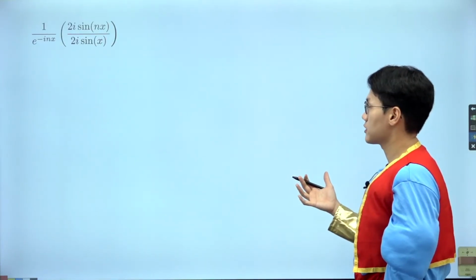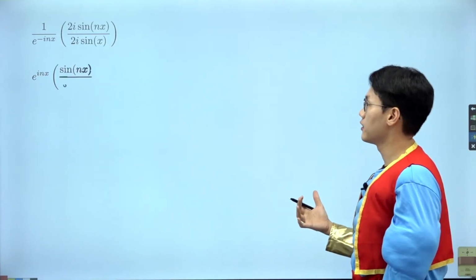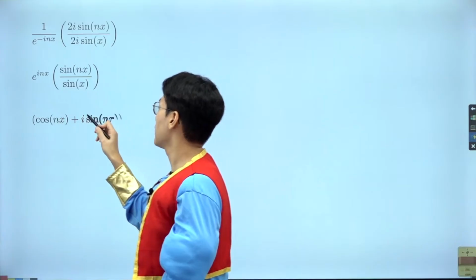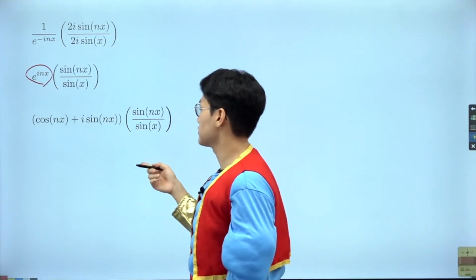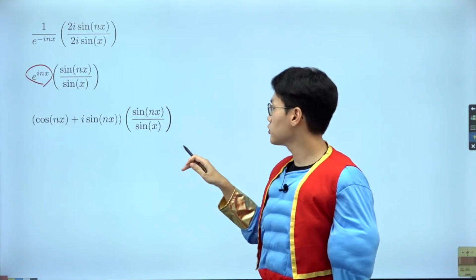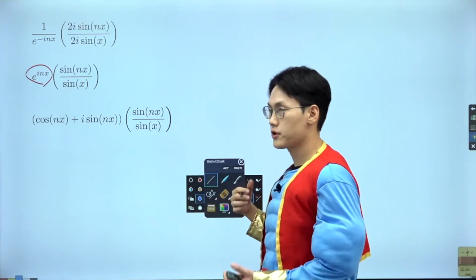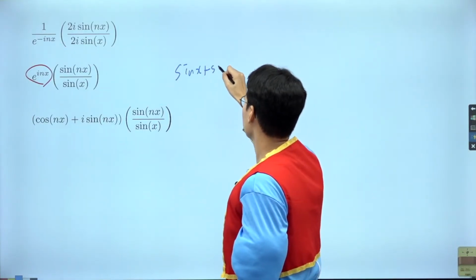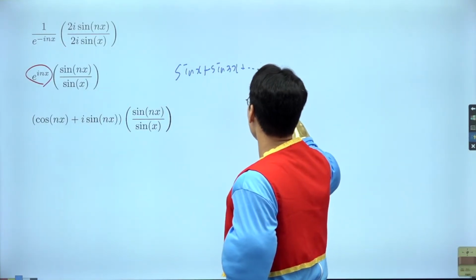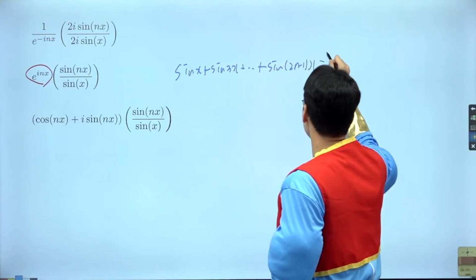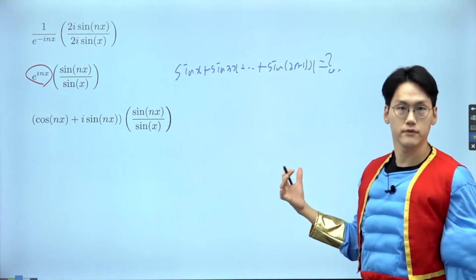So this is what I had started with. I got rid of a 2i, very good, and I got e to the power of inx, right? And then realizing that the e to the power of inx can be put into the polar form of cis, and then you're going to do the distribution. But when you do so, my friend, remember the whole point of this problem was to talk about the series of sine x, sine 3x, I believe it went all the way up to sine (2n minus 1)x. And I want to derive this identity using the geometric series of the Euler form.